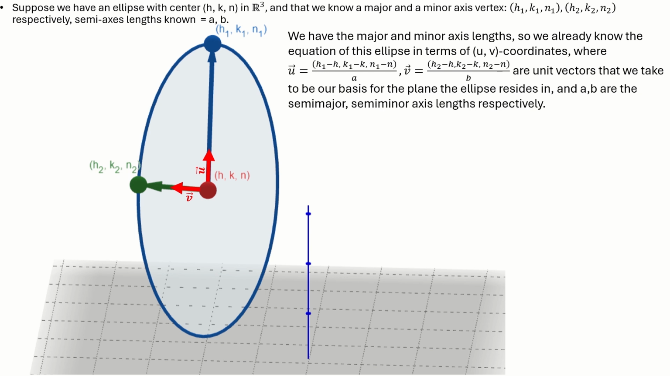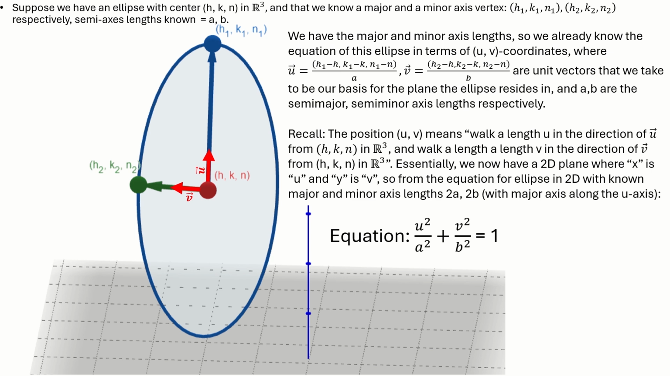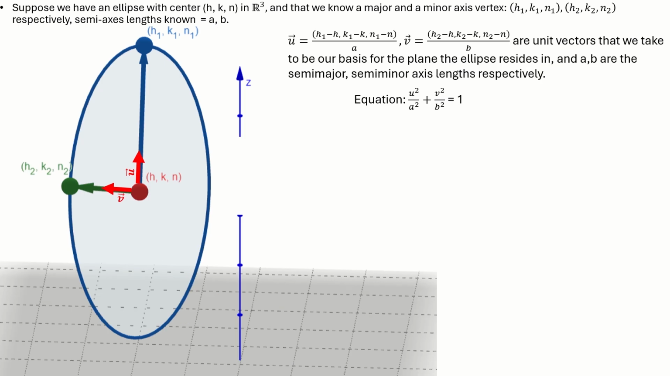If you recall the equation of an ellipse, our ellipse must satisfy u squared over A squared plus v squared over B squared equals 1, where real numbers u and v describe positions in the plane that the ellipse resides in, where we take vectors U and V to be our basis vectors. The question now becomes, how do we parametrize this ellipse?